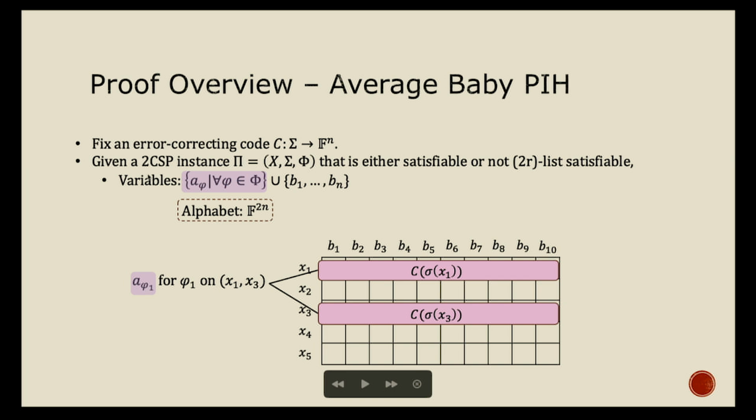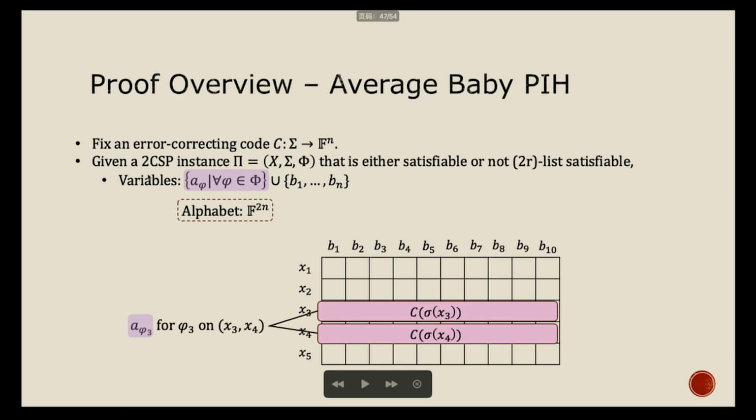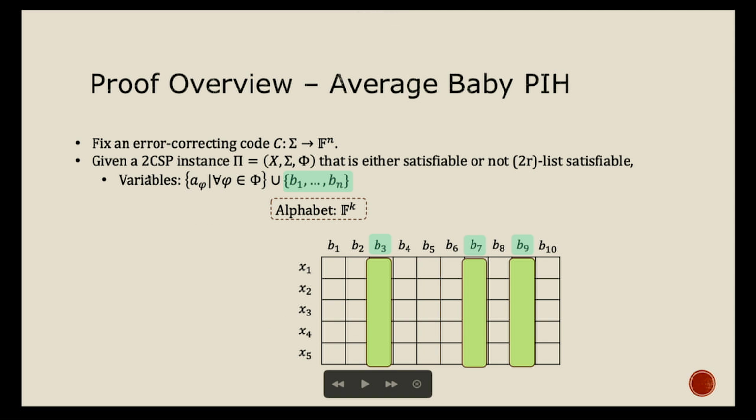for phi 1, which is on variables x1 and x3, we build a variable A phi 1. And such a variable is supposed to take the encodings of the 2 values. So A phi 1 is supposed to control the 2 green and pink rectangles. And here's A phi 2, which is on x2, x5, and A phi 3, which is on x3, x4. In the B part, we have one variable for each coordinate, which is supposed to record the column of that matrix.